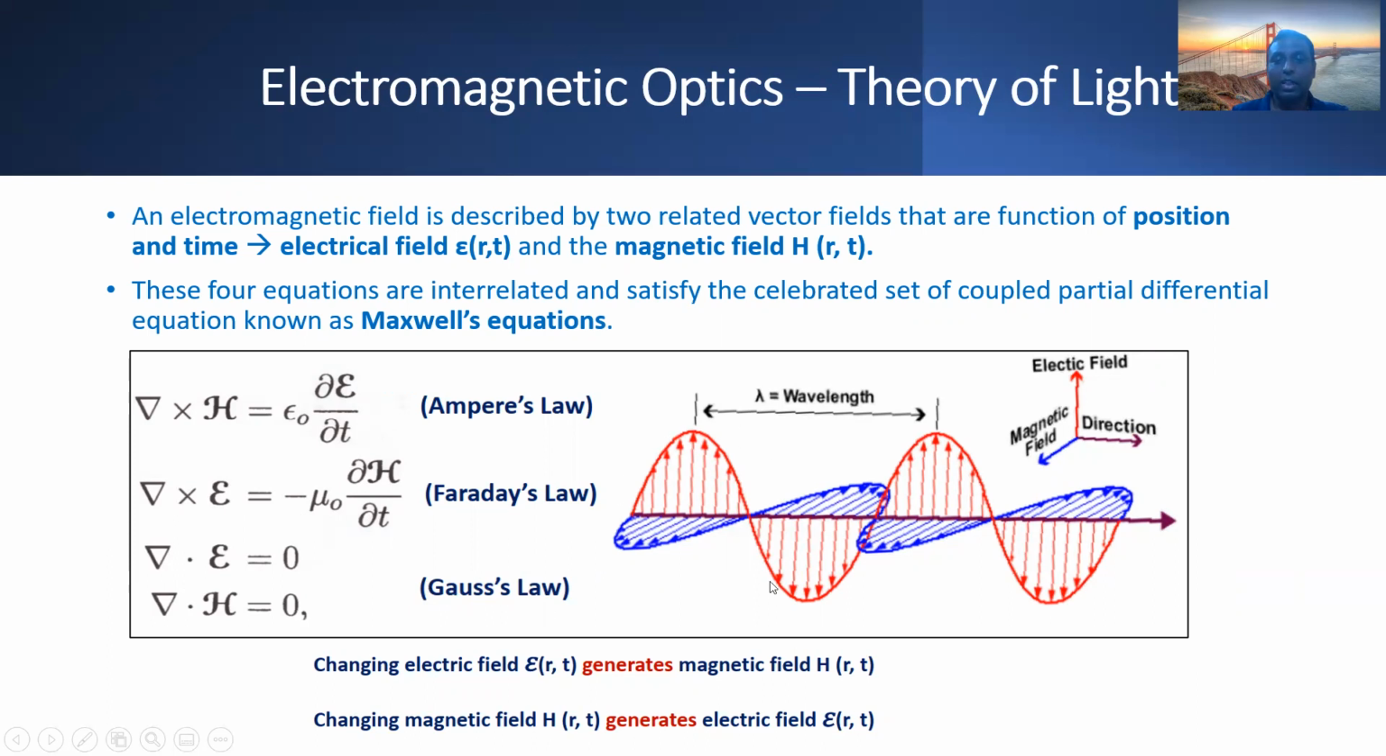So here in this waveform, we can see that the electric field is shown in red, and the magnetic field is shown in blue. The wavelength is measured from the start of the first wave amplitude until the start of the second wave. That's how we compute the wavelength. A changing electric field will generate a magnetic field. At the same time, when we change the magnetic field, it will generate an electric field.